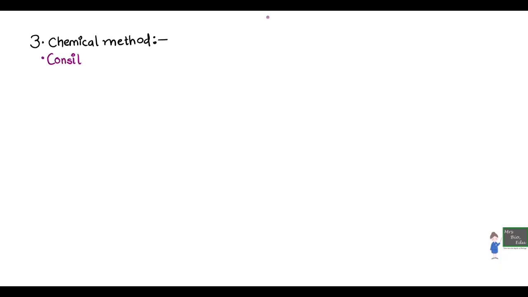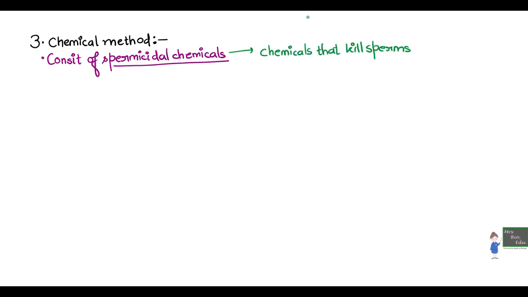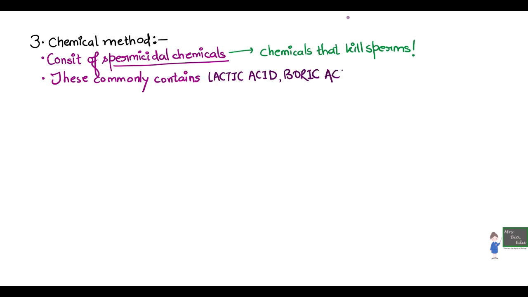The next method after barrier methods would be chemical methods. They are called chemical methods because they contain chemicals, and these chemicals are not hormones. They are spermicidal chemicals, chemicals that can kill sperms. They have a variety of chemicals in them, like a concoction or mixture, and each component of this mixture has its own unique advantage.